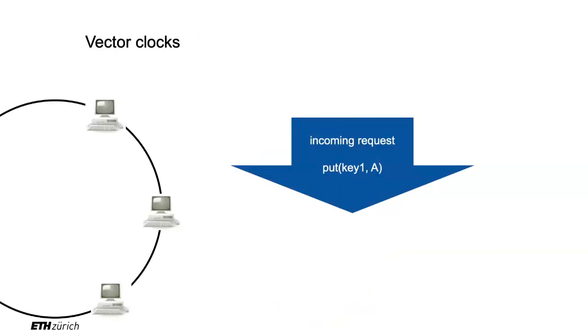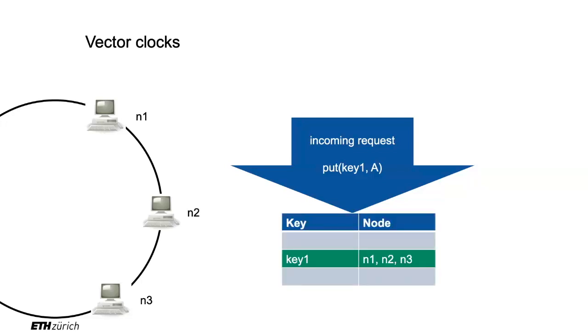You have the system, and I'm focusing on 3 machines. So you have an incoming request that says, please put, associated with key 1. I do everything with key 1. This is some key. Associated with the value A. A is some value like my rectangles and triangles that I had earlier, right? So let's put A associated with key 1.